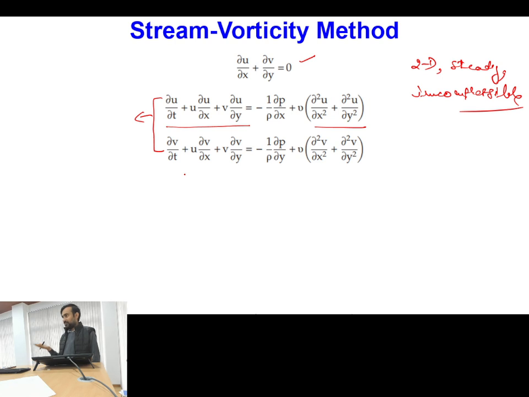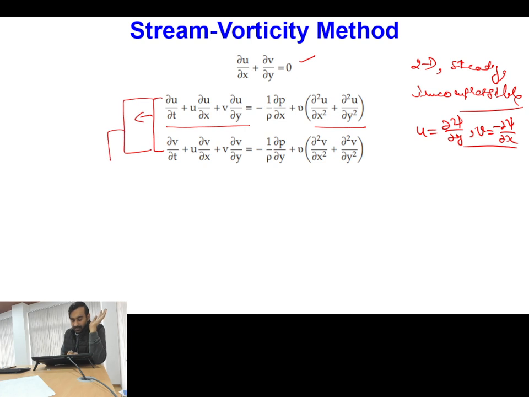So what we do in case of the stream vorticity method, our aim is to write these equations in terms of stream function and vorticity function. Okay, vorticity field. So for the stream function, u I will be replacing with del psi by del y, and v I will be replacing with minus del psi by del x. Okay, but whenever we do so, my continuity equation will be inherently satisfied. So what I need to do is now find the corresponding form for the momentum equations.